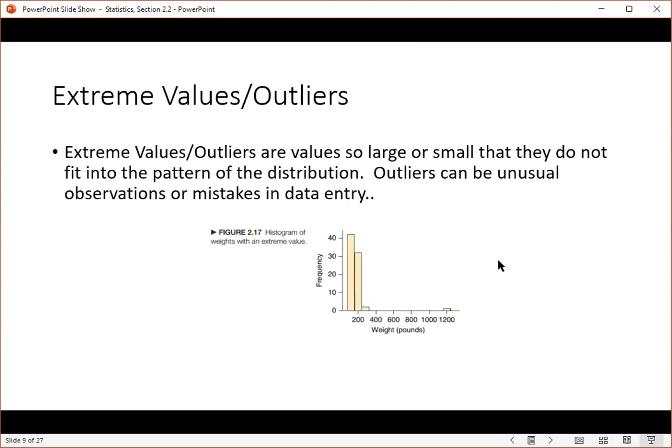Okay, now outliers are not always mistakes. That's just this case. So sometimes you can have unusual observations. So if you were to go back and say TV watching, there's probably examples of outliers of people who watch extreme amounts of TV relative to the rest of the distribution.